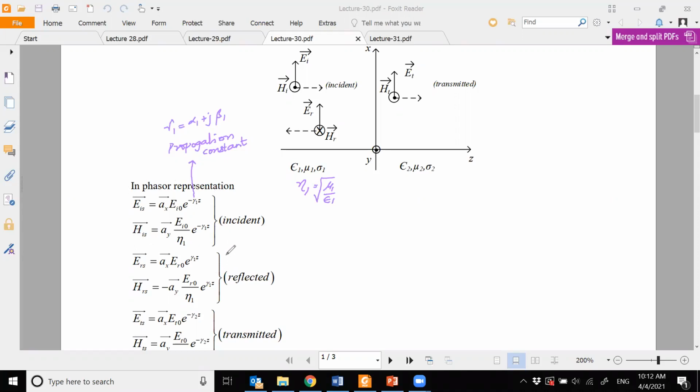Similarly, I can find the reflected electric and magnetic field. What is my reflected electric field? ERS is again in the AX direction. Now the reflected field will have some amplitude, that's why I'm representing it as ER0. And what will be the propagation constant? Because you are in medium 1, the propagation constant will still be gamma 1. But now see here, guys, we do not have minus here, we have plus here. Why do we have plus here?